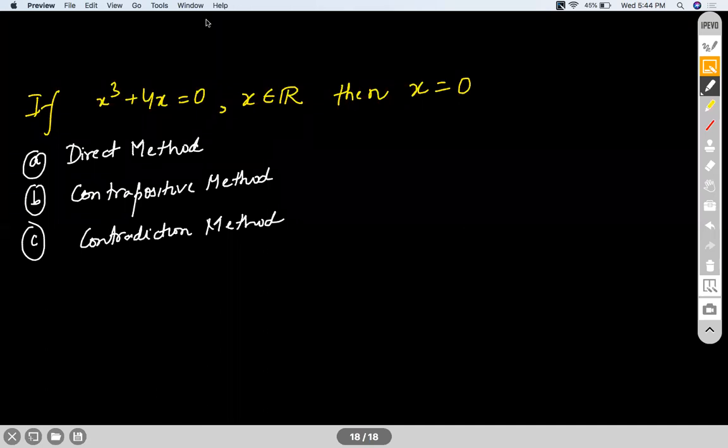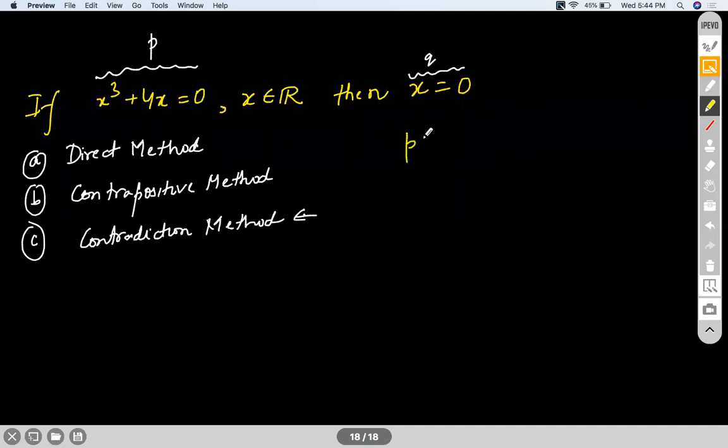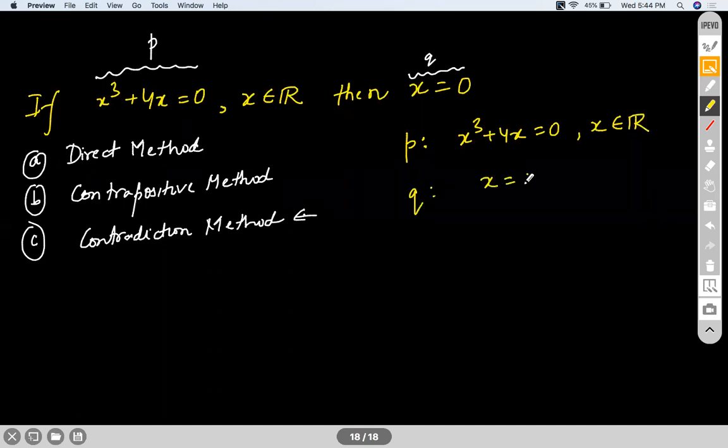Okay, chalo. We'll start with contradiction method because we haven't done this yet. So in contradiction method, what were the steps? So first we'll assume P is true. So this is your P, by the way, and this is your Q. It's better to write them very, very clearly in the exam.